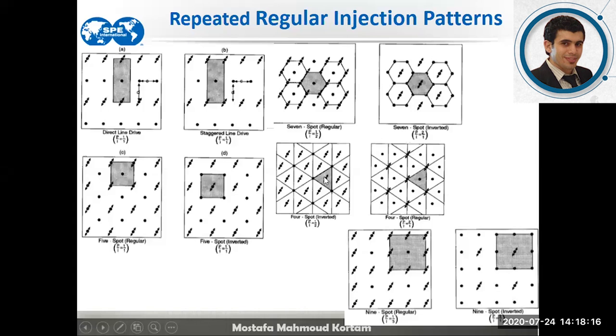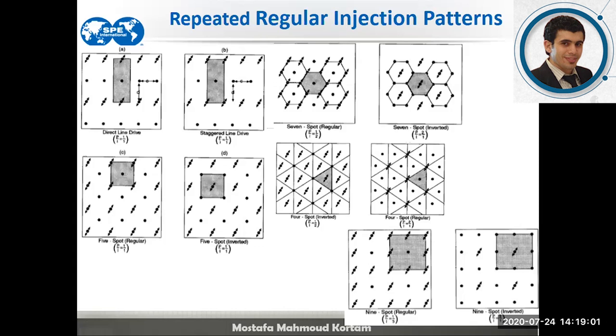Even I am confused sometimes, but you have to get this kind of map or key reference. I mean, regularly you have to visit this kind of slide in order to understand what I mean, because most reservoir engineers are confused about regular and inverted. But it's very easy to have a material that explains the efficiency and describes the system and the pattern arrangement.